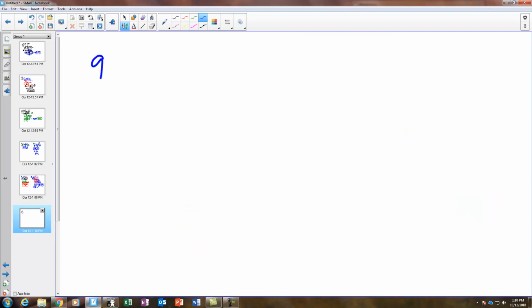Number 9 is the square root of -84. So a couple things. We're trying to reduce this root as much as we can. But we also notice that there's that negative. It's going to make it an i.